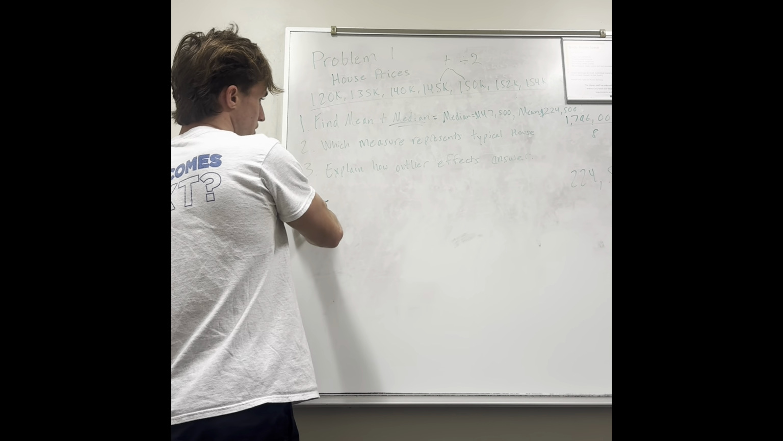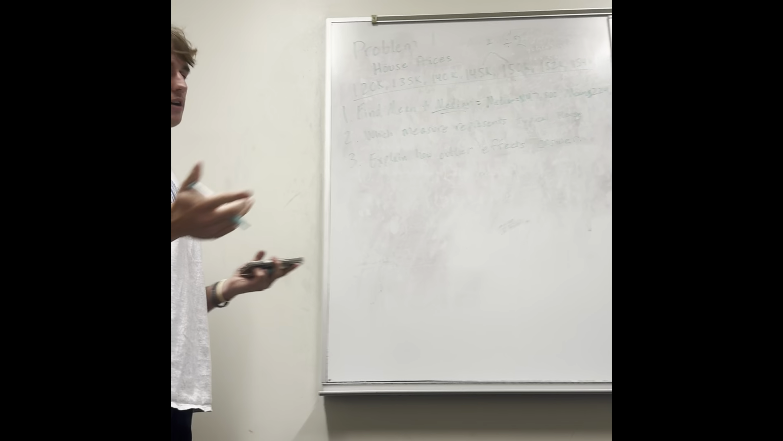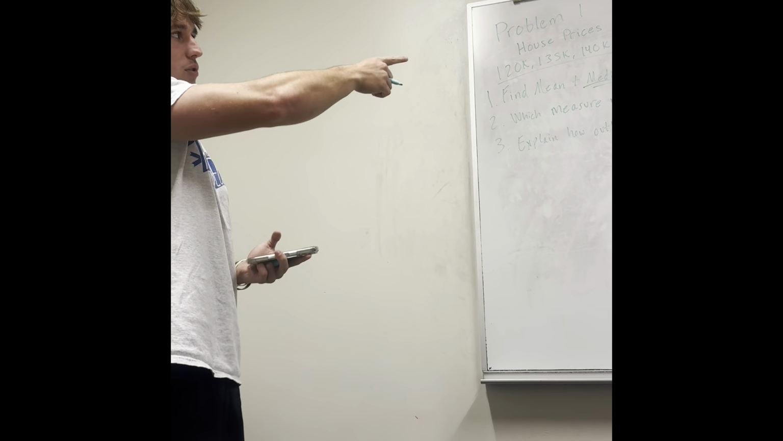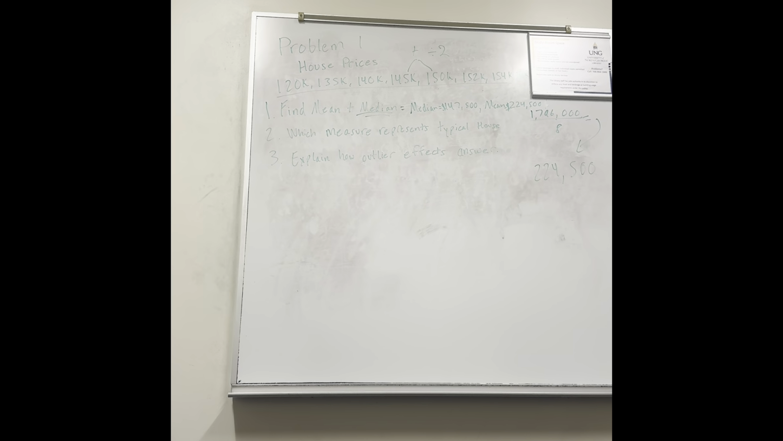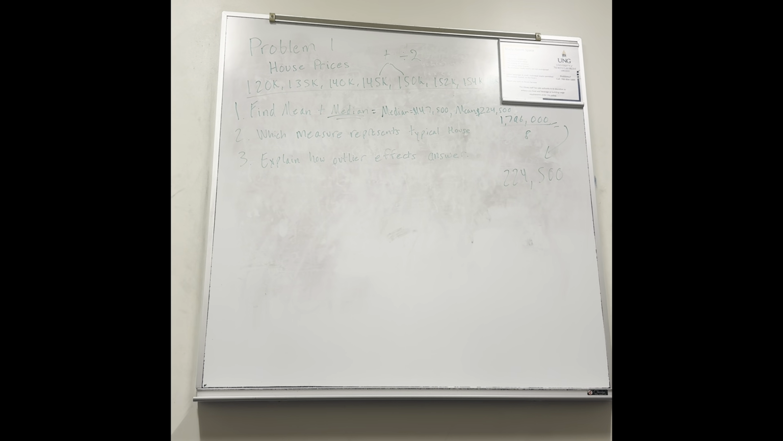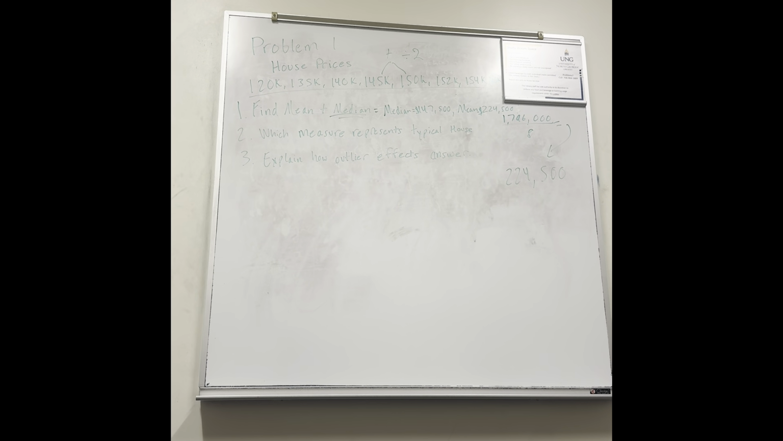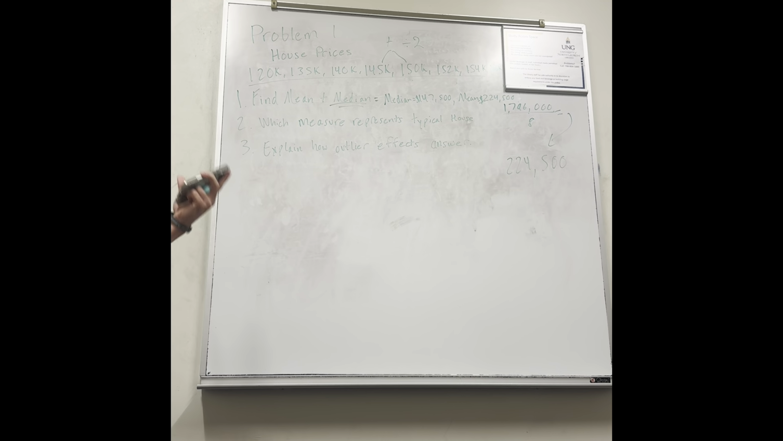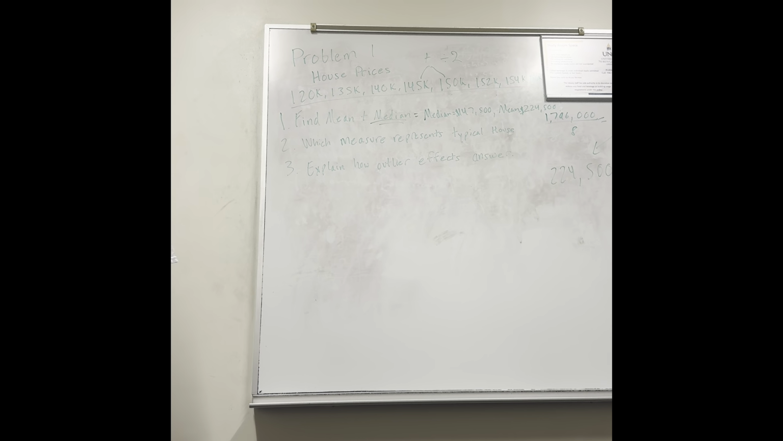And then the last one, number 3, explain how the outlier affects the answer. Well, we kind of already said that. 800,000 is going to skew that mean and make it a lot higher. So in this case, it's a higher outlier. It could be a lower outlier, but in this case, it's 800,000. So it affected the mean, inflated it more. So that's the first problem.